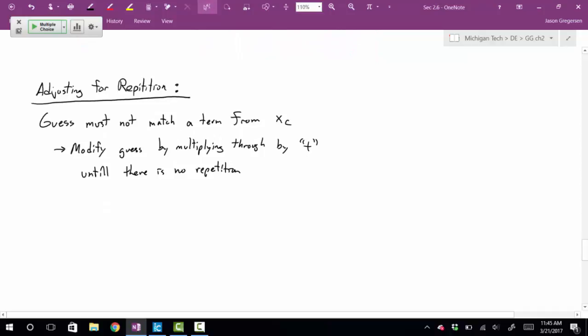All right, there's kind of the statement. When your guess matches a term from the complementary solution, you modify your guess by multiplying through by t. And when I say t, what do I really mean? Independent variable. Yep, absolutely. By the independent variable.